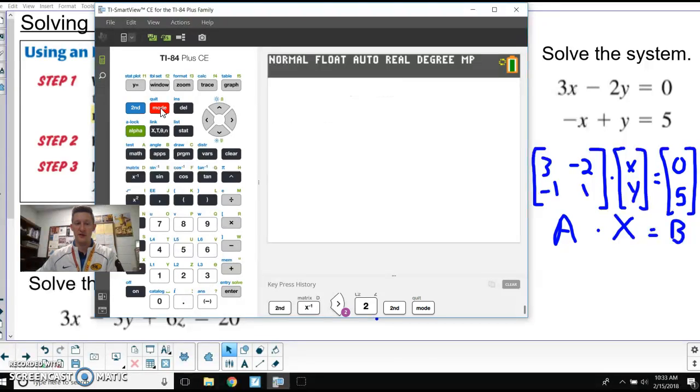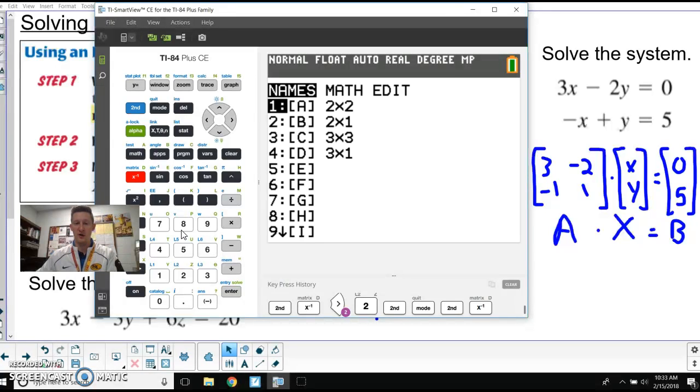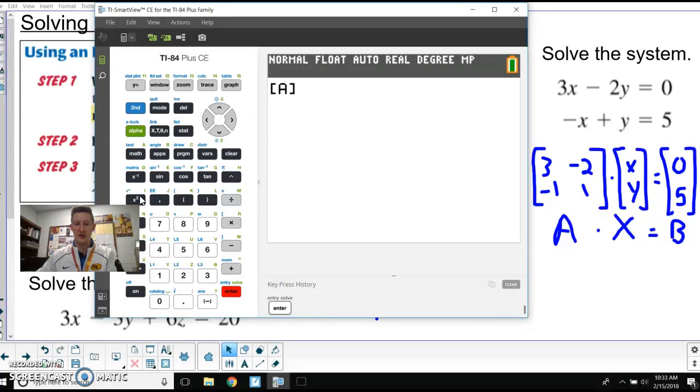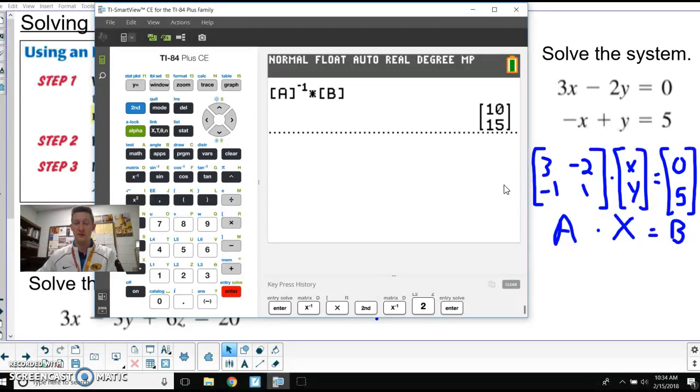Once I've got those in, I go back out to my home screen and I am going to multiply A inverse times B. Again, if I know what I'm doing, I know how to set it up. A inverse times B is what's going to give me an answer. Notice it gives me a stacked 2 by 1.